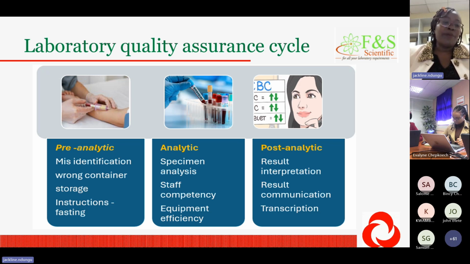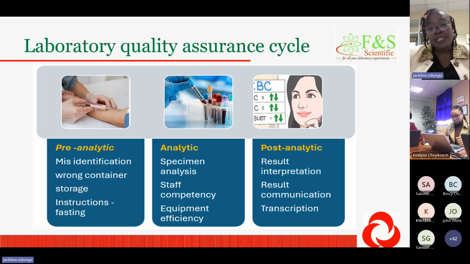Some of the errors that happen under analytic, I have mentioned there. When you're analyzing the specimen, you will look at the equipment, is it being maintained? If it's not maintained, then it will not give you results of integrity. If the staff is not competent enough to analyze that specimen, they may not know the procedures, and they may give you wrong results.